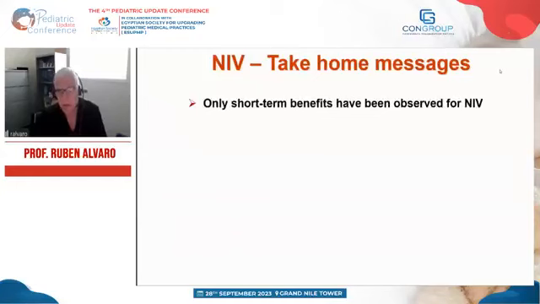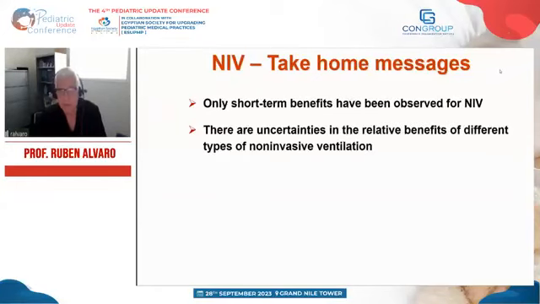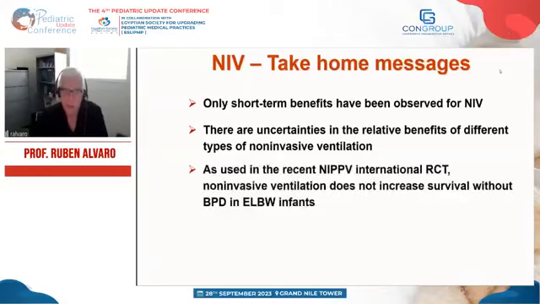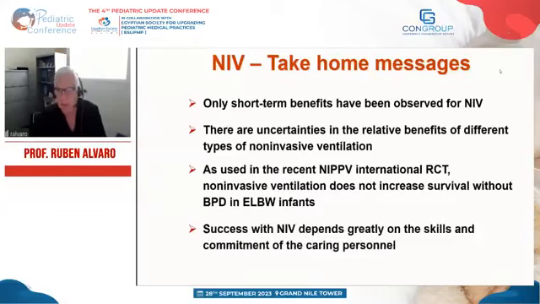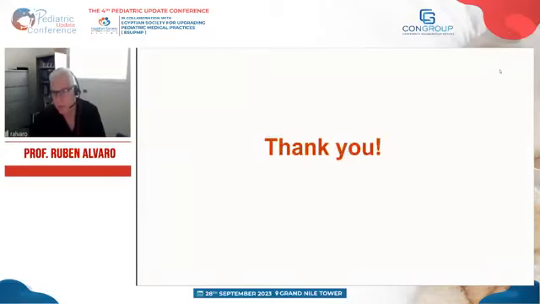So, take-home message: only short-term benefits have been observed for NIV. There are uncertainties in the relative benefits of different types of non-invasive ventilation. As used in the recent NIPPV international RCT by Kirpalani, non-invasive ventilation does not increase survival without BPD in extremely low birth weight infants, although, as I said before, this randomized trial was not a real comparison between NIPPV and CPAP, but more BiPAP or bi-level CPAP and CPAP. And the success with NIV depends greatly on the skills and commitment of the caring personnel. Thank you.